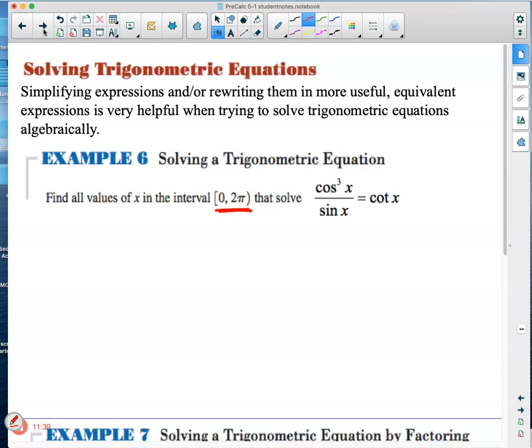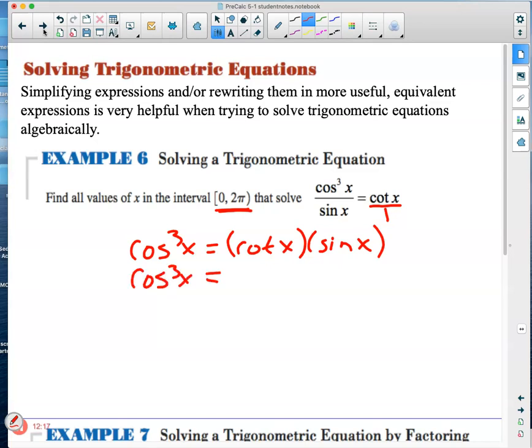So here's what we need to do. We have to think, how are we going to get this to help us out? And I see that I have a cosine cubed of x in here, and I need to figure out how to go from there. So I'm going to go ahead and treat this as if it were a proportion, and I'll have cosine cubed of x equals the cotangent of x times the sine of x. And then the next thing that I want to do is see, in terms of sine and cosine, what's going to happen over there on the right hand side.